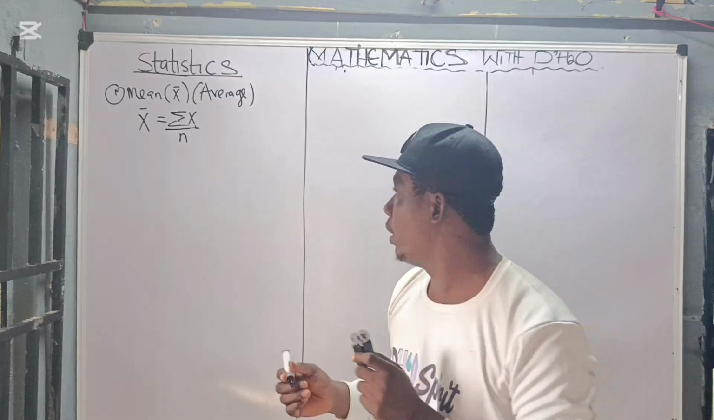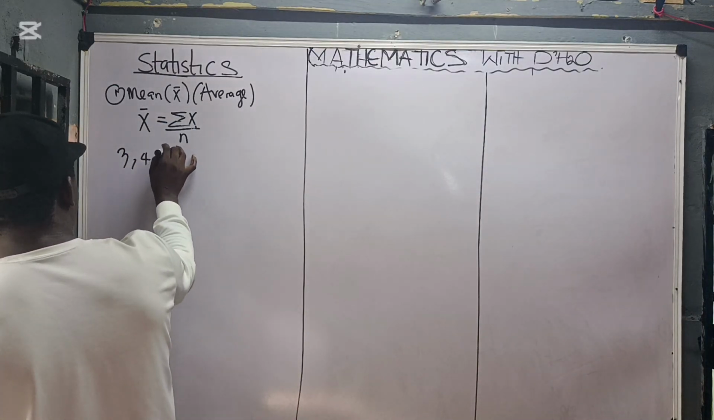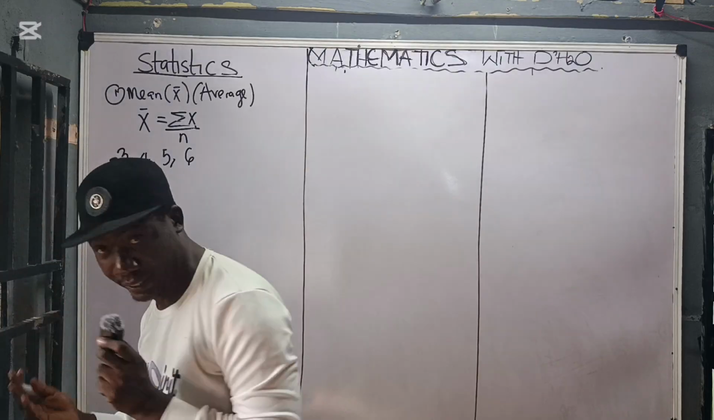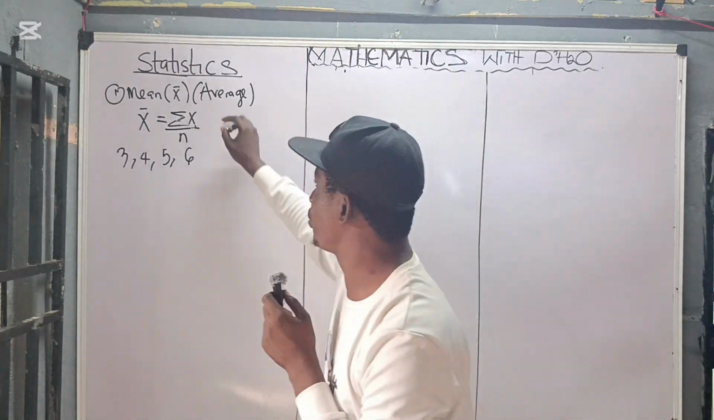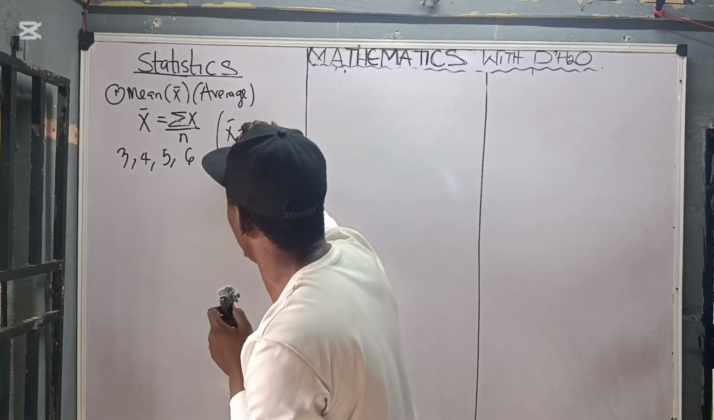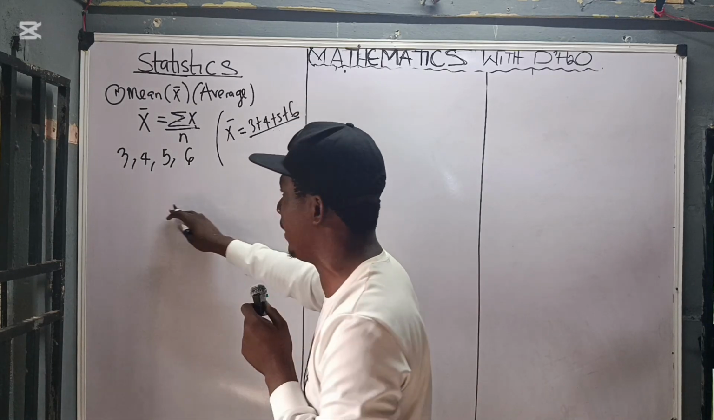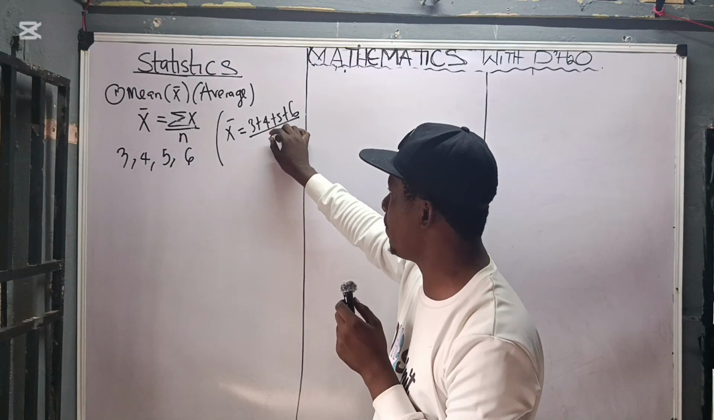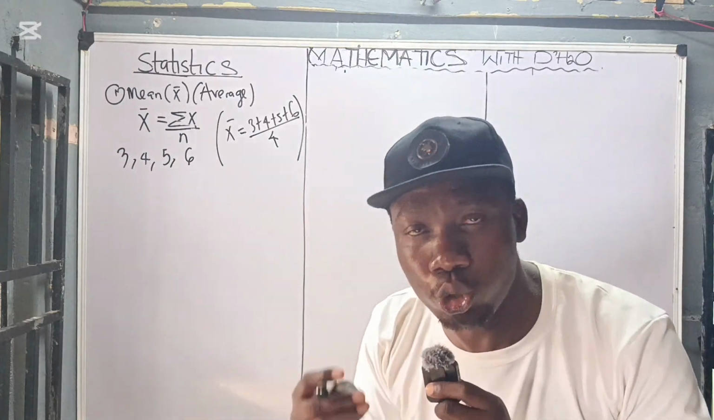That's mean. Now, for instance, I tell you 3, 4, 5, 6. Find the mean of these numbers. To find the mean, you simply do this: mean is equal to 3 plus 4 plus 5 plus 6. How many are they all together? 1, 2, 3, 4. You divide by 4. Whatever answer you get is the mean. So mean also means average.